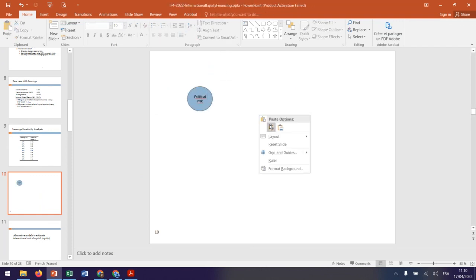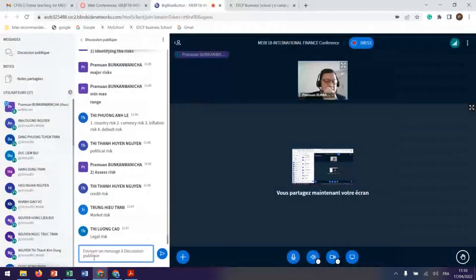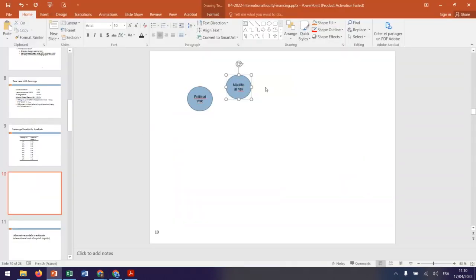And then I have different types. Do I have anything else? What else did you say? You say market risk, legal risk. Okay, I put market risk. I have legal risk. I have inflation risk.